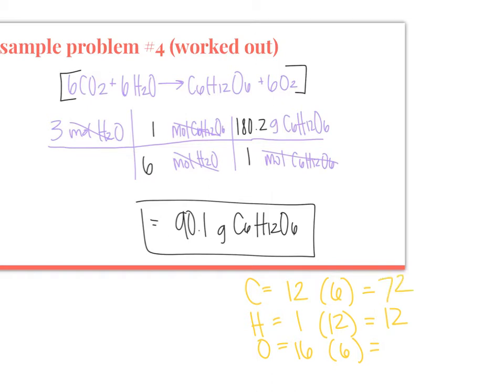72. 96. Let's add all these together to get 180. And I round it up or down. Okay, so that's where the grams of glucose came from, the molar mass. Okay, and then we multiplied everything across the top, everything across the bottom, and then divided and got 90.1 grams of glucose.